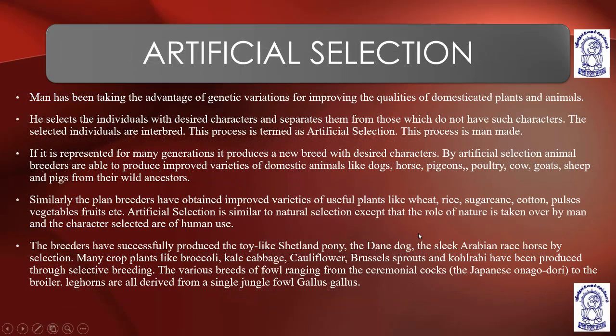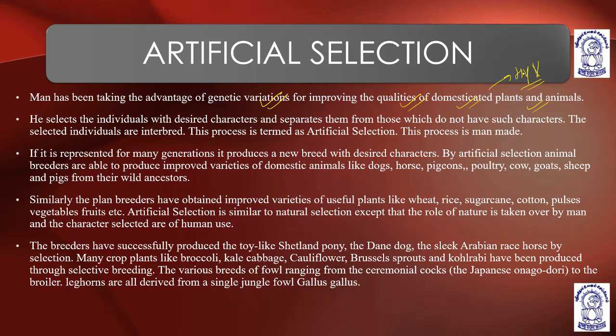Now coming to the next topic, artificial selection. As we have studied natural selection, now we are going to move on to artificial selection. Man has been taking advantage of genetic variations for improving the qualities of domesticated plants and animals. Okay, production of high yielding varieties, HYV.